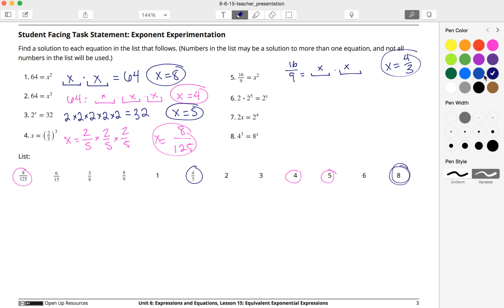Okay, for 6, we have 2 times 2 to the 5th equals 2 to the x. Well, this is technically 2 to the 1st. So 2 to the 1st times 2 to the 5th is really just 2 to the 6, so x is 6.